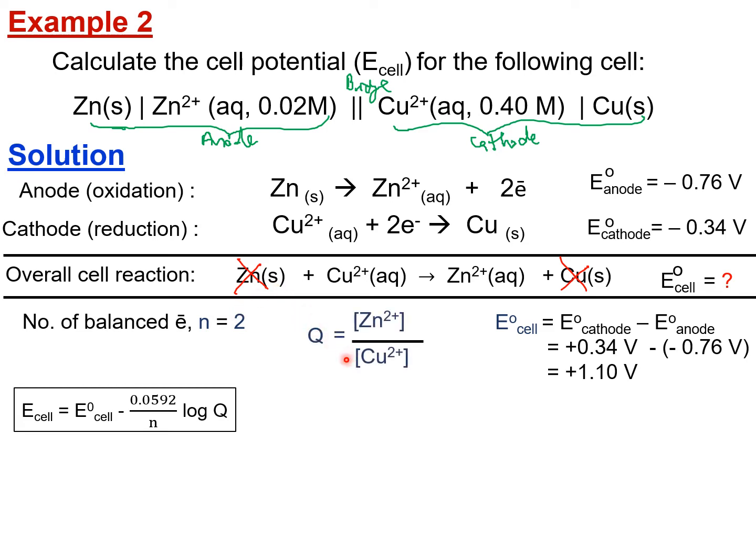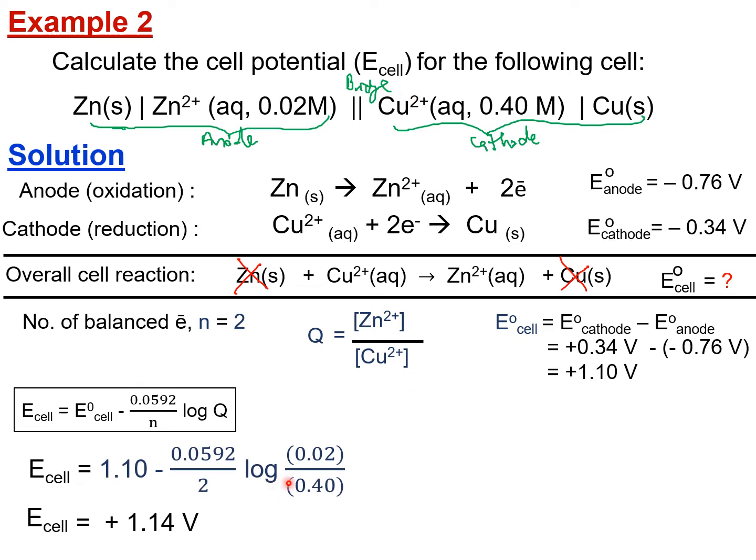So when you build your reaction quotient, this is what you get, which is Q is equals to concentration of the product Zn2+ bahagikan dengan concentration of reactant Cu2+. Okay, lepas tu macam mana nak tahu masing-masing ni punya molarity? You boleh refer dekat this cell notation, di mana copper ni molarity dia 0.4, zinc 2+ molarity dia ialah 0.02 molar. Okay, so you masukkan saja, and lastly you will get your cell potential ialah positive 1.14 volt.